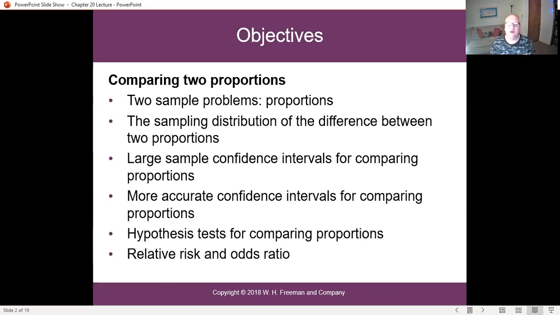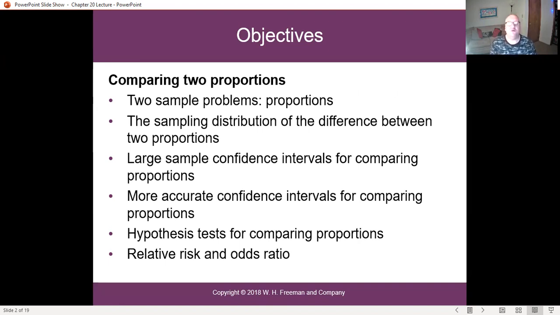And you probably will recall that when we did two-sample problems with means, there was a subtraction there. There was a difference that we used. And it's very much the same idea with our proportions. Also, we're going to talk about large-sample confidence intervals for comparing, and then more accurate confidence intervals for comparing. Very similar to what we did last time.